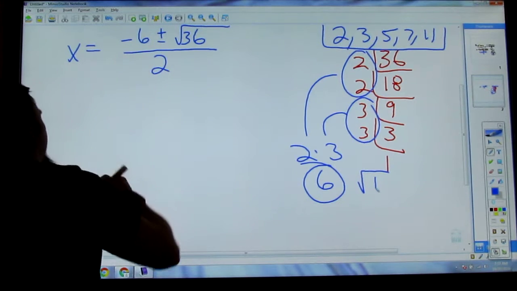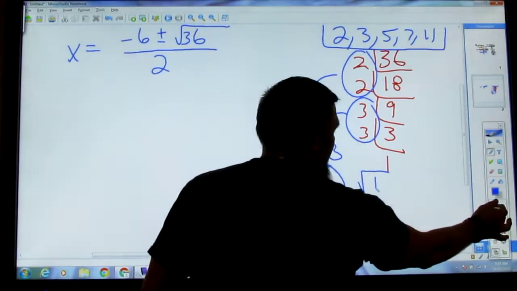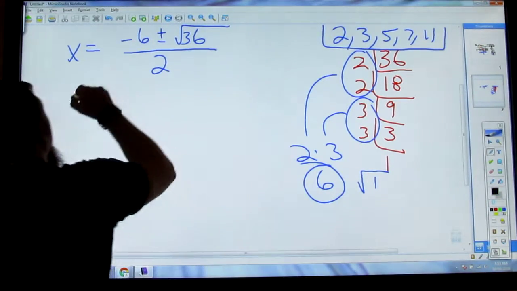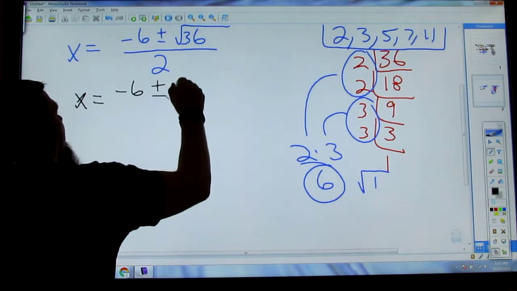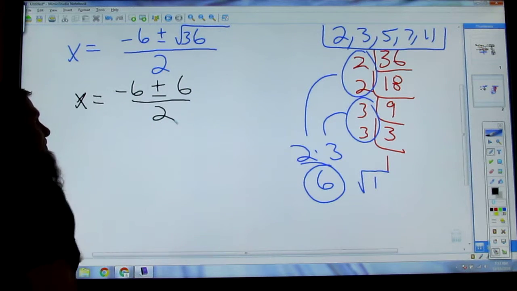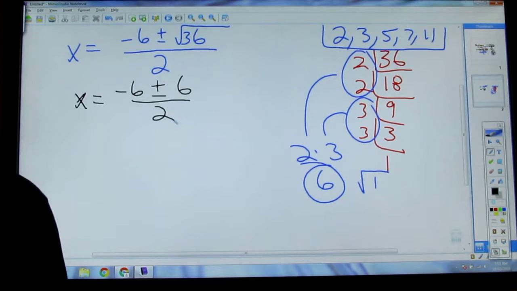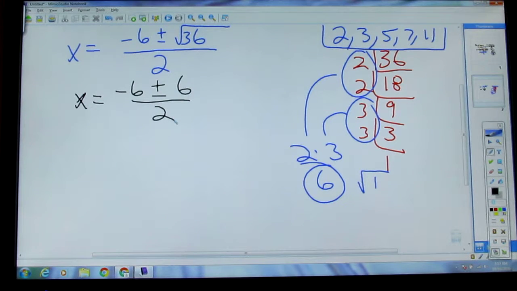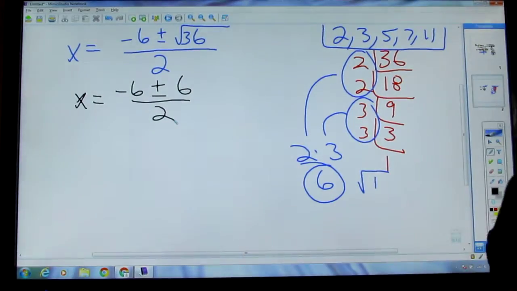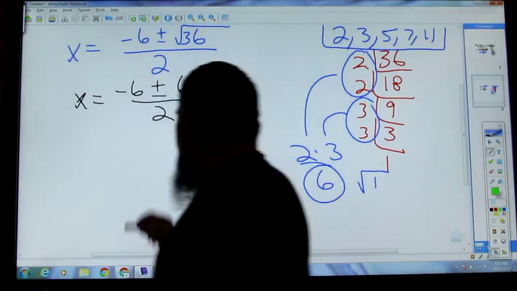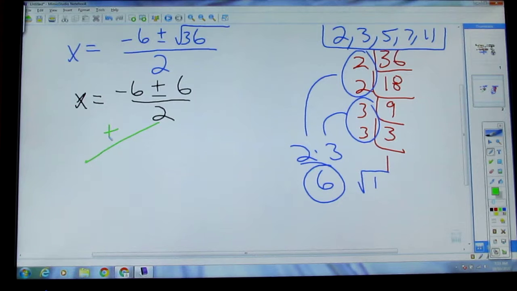Alright, so we have this. Let's change the color back to black. We got x is equal to negative 6 plus or minus 6 all over 2. And now we go in 2 directions. Okay? 2 directions. One direction is plus. Right? This guy.